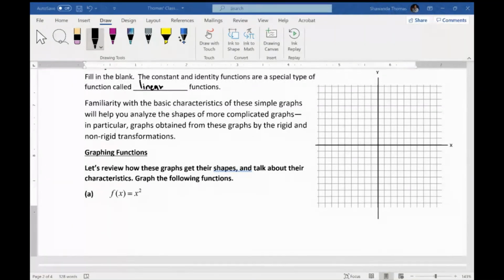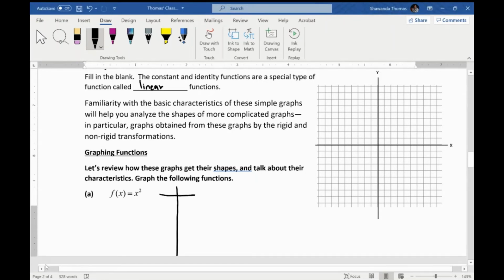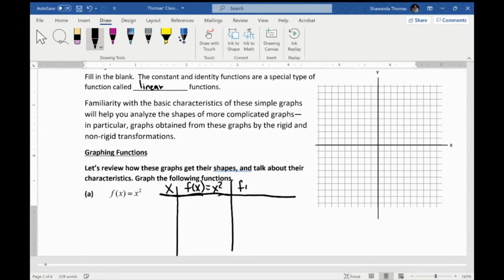Let's review these functions. F of x equals x squared, because I want you to see how it obtained its shape. So I'm going to be a little extra here. I'm going to do my little table. Normally for a t-table, you put x and what? Y. Yep, you usually put x and y. Since we're dealing with functions, what do y'all think I'm going to probably put? F of x, yep. And I might be a little bit more extra and extend my graph all the way like this.